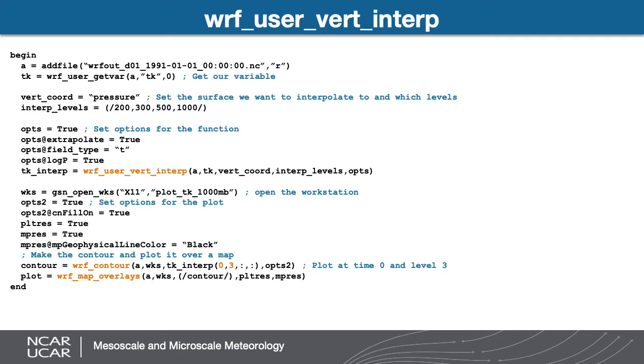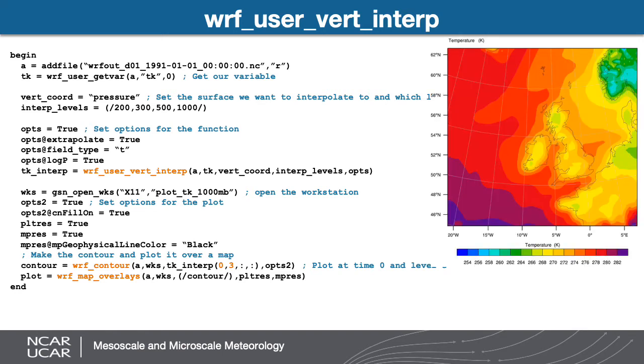And we point to our options, ops 2. Now we're going to plot it using WRF map overlays and the contour variable that we made. And we're going to get a plot that looks something like this, a very nice temperature plot over the UK.